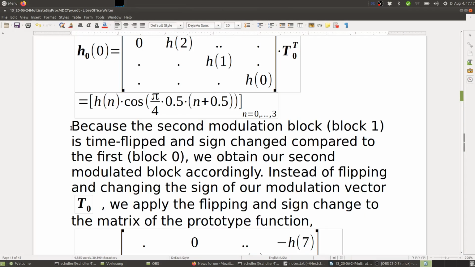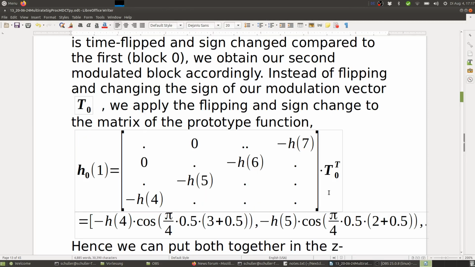Because the second modulation block, block number 1, is time flipped and sign changed compared to the first block, block number 0, we obtain our second modulated block accordingly. Instead of flipping and changing the sign of our modulation vector T0, we apply the flipping and sign change to the matrix of the prototype function, which we can see here. So this now results in the modulation of the second block.